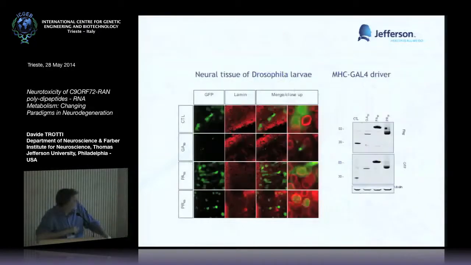The only way to see these PR expressions or the others is to look at the neural tissue in the larvae. And this is, again, staining, and this is just showing that it recapitulates the expression pattern that we observe in the cultured neurons. So nuclear aggregation for PR, cytosolic for PA, and nuclear and cytosolic aggregation for GA. And this is when we express our polypeptides specifically in the muscles, we were able to detect them by Western blot. So we are pretty sure that proteins are made. The only thing is that when the neurons degenerate, these things are invisible.